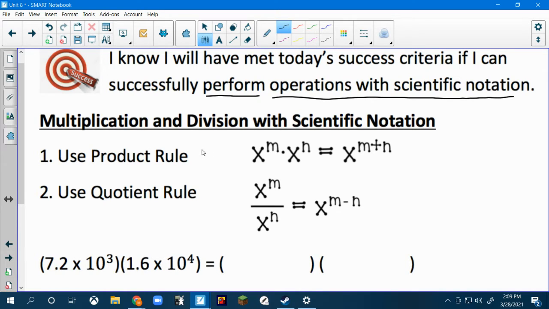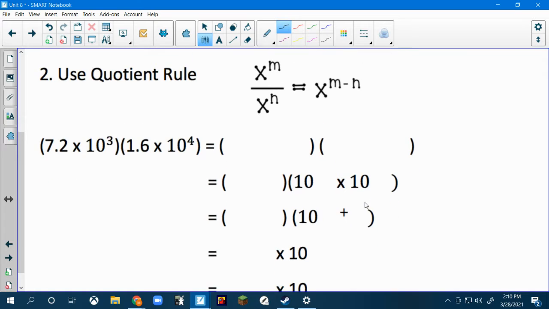We're working with exponents here, so you want to use the product rule if you're multiplying, which says x to the m times x to the n equals x to the m plus n. Or the quotient rule, which is x to the m divided by x to the n, which equals x to the m minus n. Well, let's look here first.